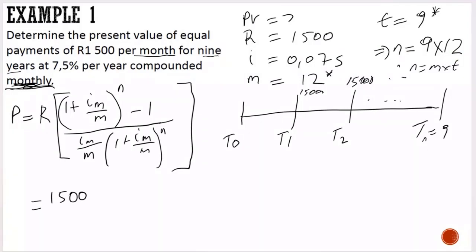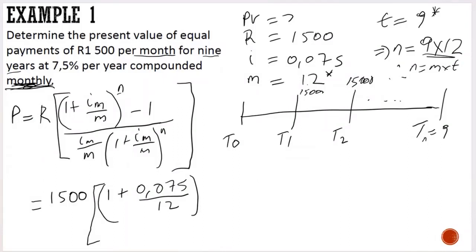Your R is 1,500. Now I sound like Zoom, which does not know how to pronounce mathematical numbers. And then you've got 1 plus, what is your I? Your I is 0.075. And then we divide it by M. Our M is equal to 12, and then this to the power, what is your N? You already have your N. You said your N is 9 times 12. So you're going to have 9 times 12 minus 1, divided by, what is your IM?